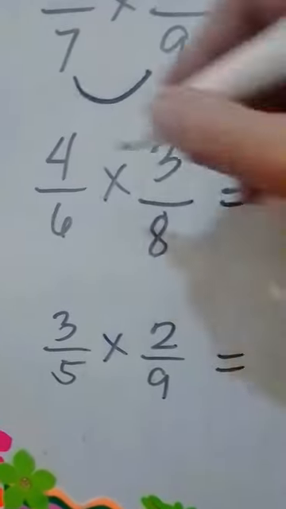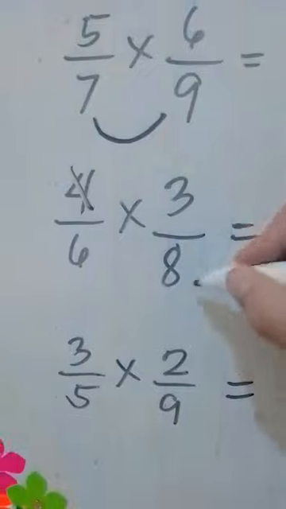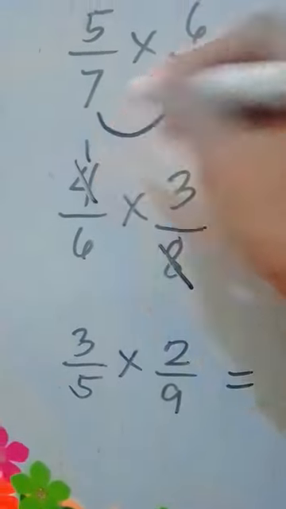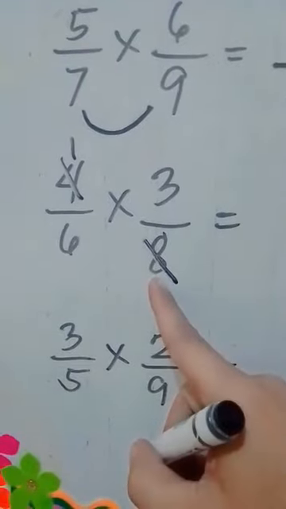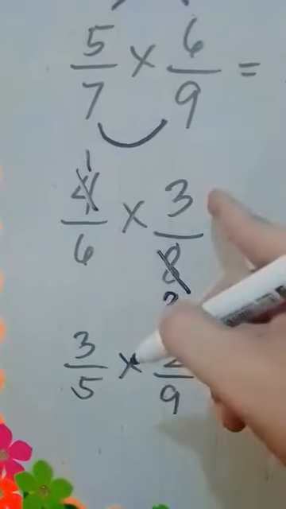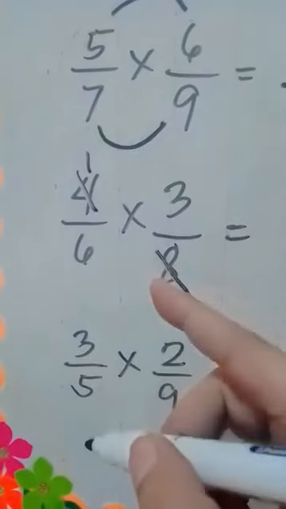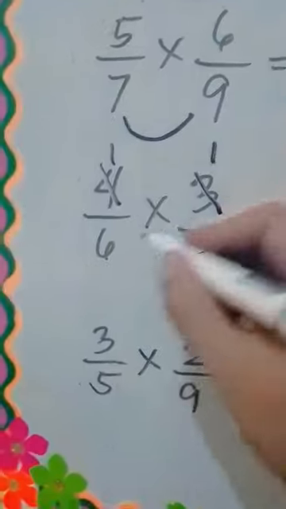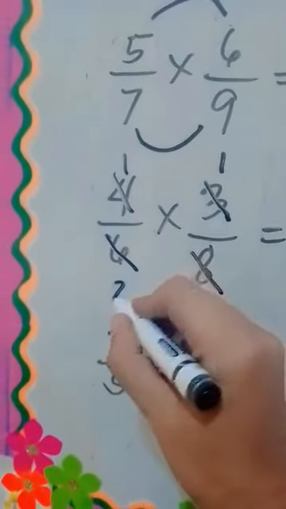Okay? So, for 4, I think 4 and 8 should be paired. So, 4 divided by 4 equals 1. And 8 divided by 4 equals 2. So, 6 and 3 can be divided by 3. Divided by 3, 1. And divided by 3 is 2.